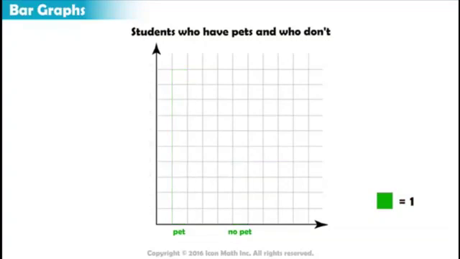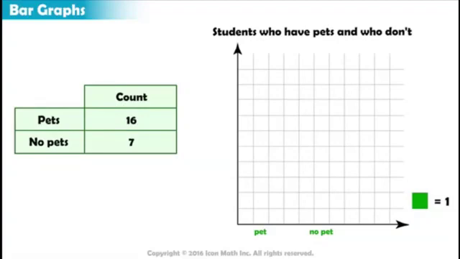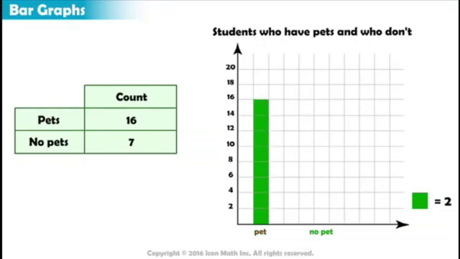Sometimes the number of students in each category is large, such as the count data in this table. In this case, we can make 1 square equal to 2 students. So we change the count labels on the graph as shown. For the pet category, we color 8 squares because there are 16 students who own a pet. And for the no pet category, we color 3 full squares and half a square because there are 7 students who have no pet at home.